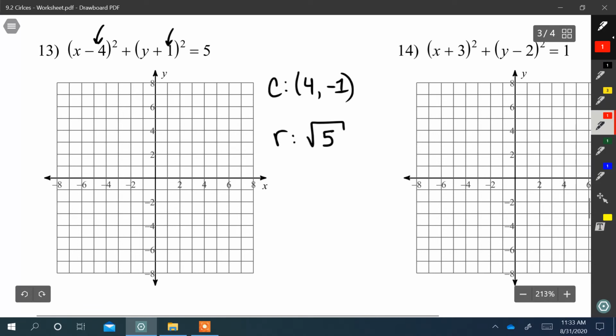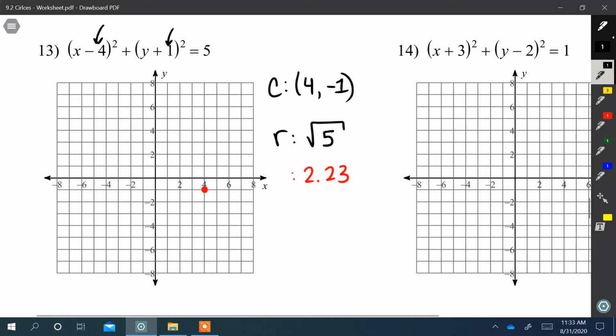So let's look for 4 and -1. 4 and -1 can be found right there. And then, let's see, the square root of 5, if I go to my calculator, the square root of 5 is 2.23. So if I write it as a decimal, it kind of helps me.